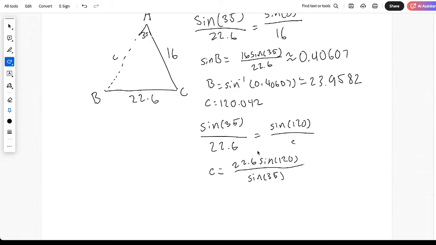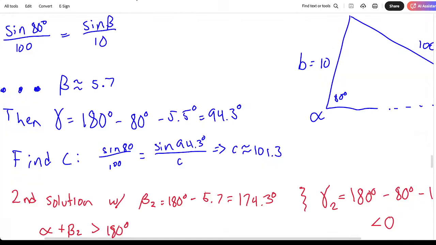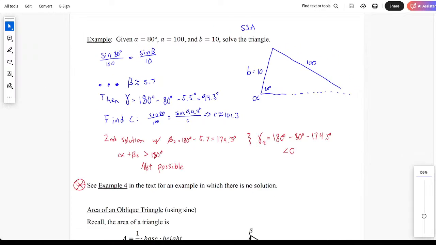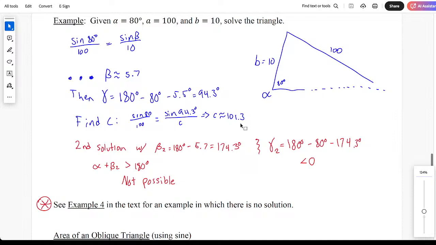Okay. So this comes out to 34.123. So side C is 34.123, which is great. What do I do from here? Because, okay, they get side C here.